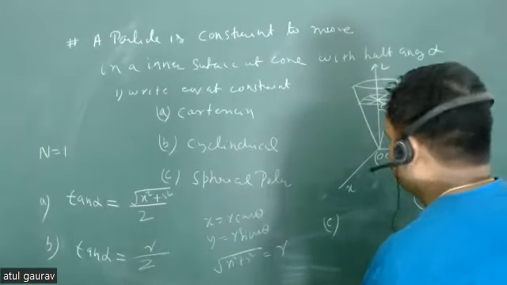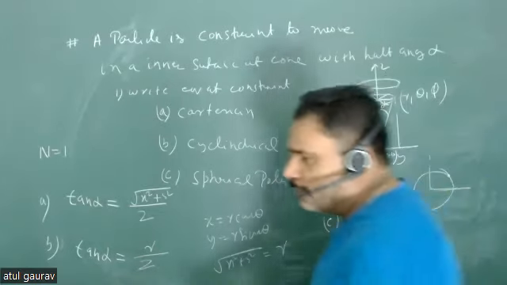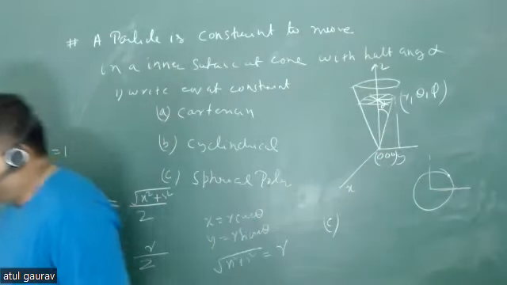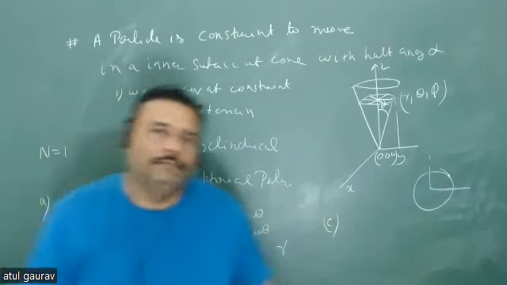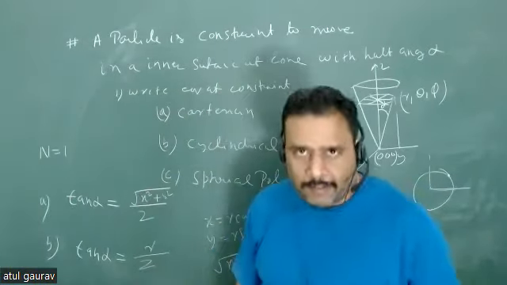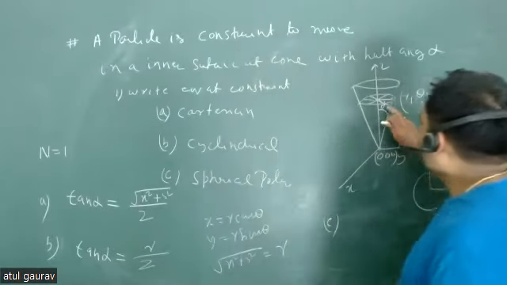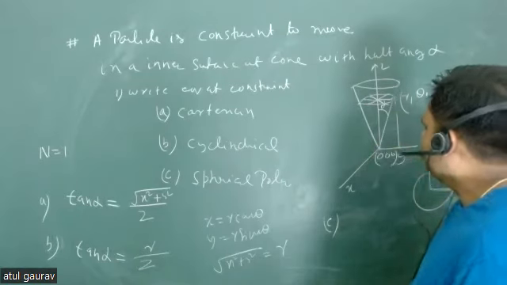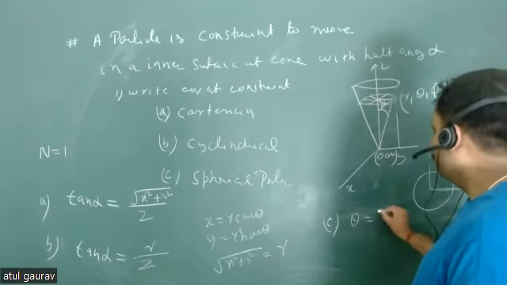Okay. So what is theta here? What is the definition of theta in a spherical polar coordinate? It makes an angle with the Z axis. Very good. So what will be the angle from the z axis in this problem? Alpha. So can I write theta is equal to alpha?